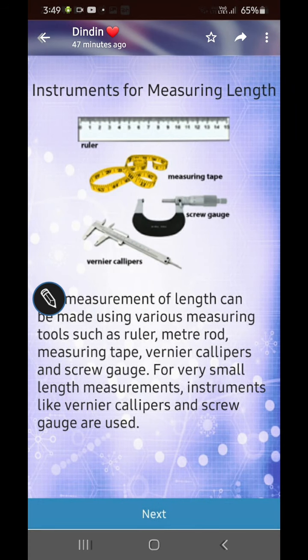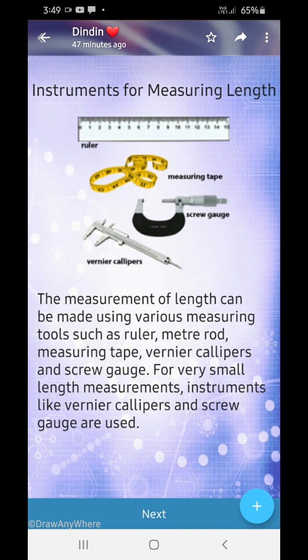Now, measuring length. Various instruments can be used to measure length, such as a ruler, meter rod, measuring tape, vernier calipers, and screw gauge. Very small length measurement instruments like the vernier caliper and screw gauge can be used.